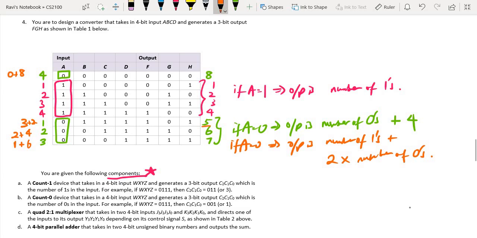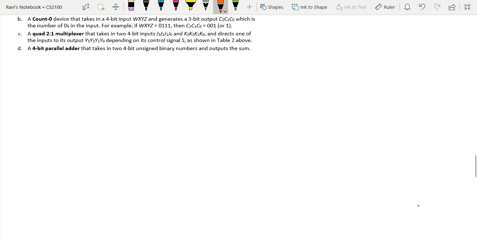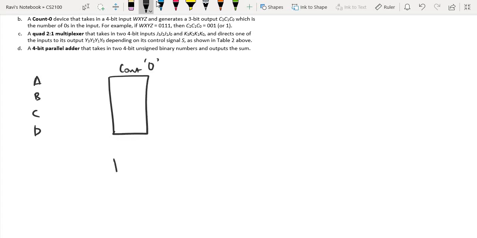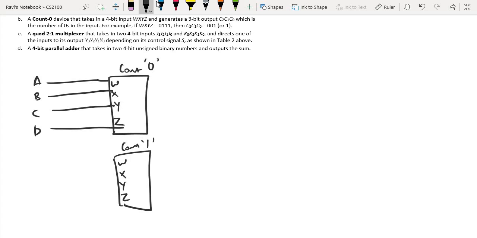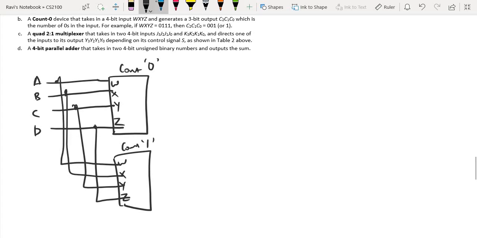Okay, so now coming back to this question, we already have this relationship. So how do we go about doing it? We know that the input here is ABCD. This ABCD we can connect to a count 0, and we can also connect it to a count 1. For the counting devices, we have 2 4-bit inputs here, and they are both connected exactly the same way. Once you connect them here, on the output side, you have a 3-bit output, C2, C1, C0.